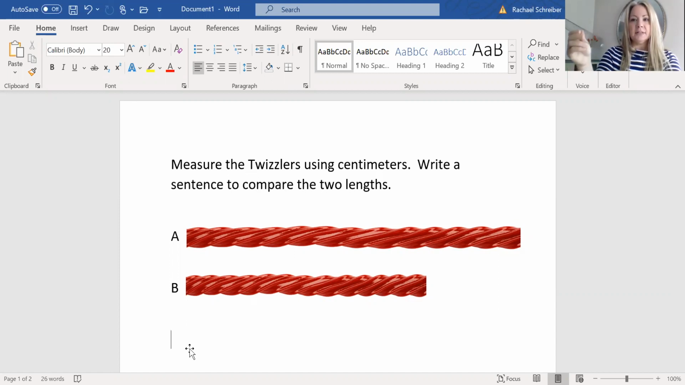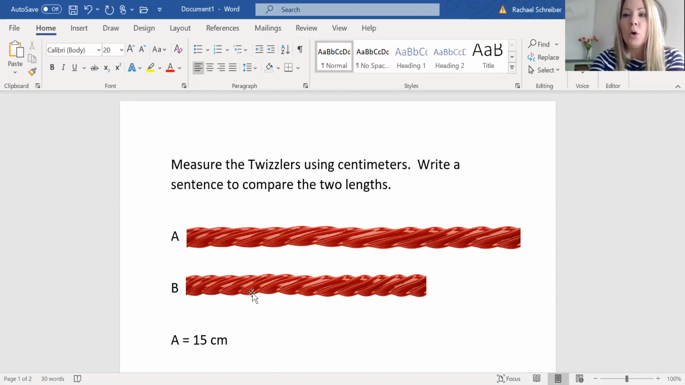So if we look at Twizzler A, and I have my handy dandy ruler here, if I measure Twizzler A, I need to make sure I'm using the centimeter side because it told me centimeters. So I've got my centimeter side ready to go. And when I measure Twizzler A, I get 15 centimeters. So Twizzler A is 15 centimeters. I'm going to record that so I don't forget it, right? That's what we do when we've been measuring, is we record after we measure.